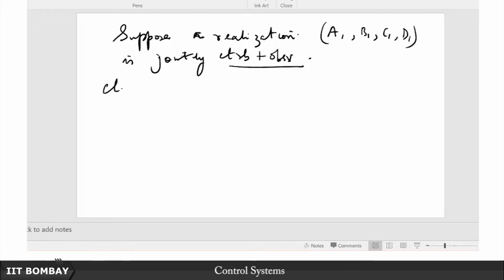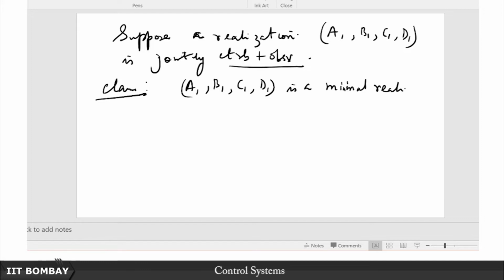We claim that A1, B1, C1, D1 is a minimal realization. Of course there can be plenty of minimal realizations, since we can take a similarity transformation and go to another, so there is no point in saying the minimal realization. There can be infinitely many realizations, as we have seen through similarity transformation. So A1, B1, C1, D1 is a minimal realization. This is our claim that we now want to prove. In other words, we want to see that joint controllability and observability leads to minimality.